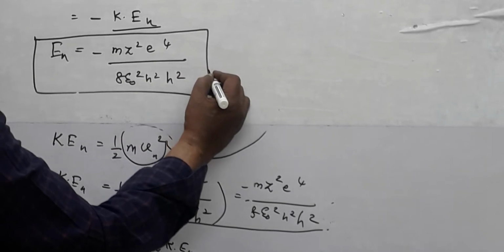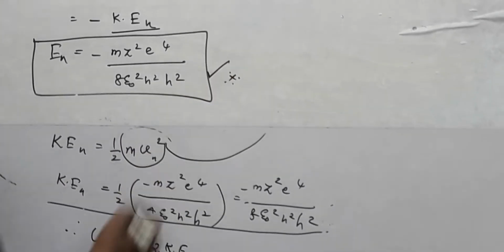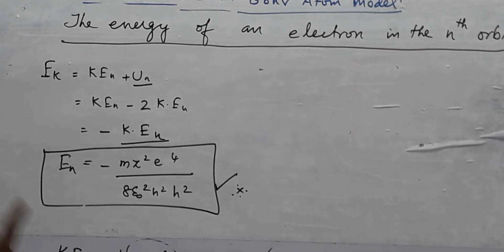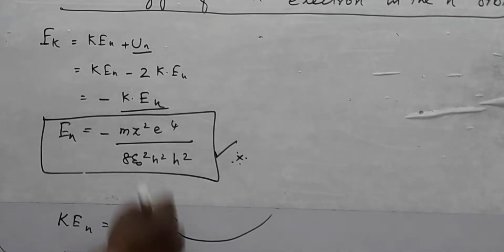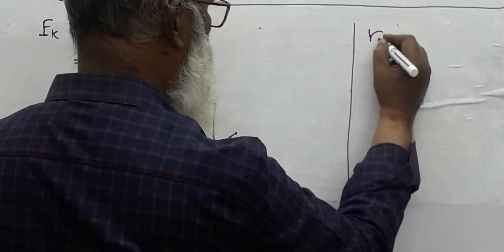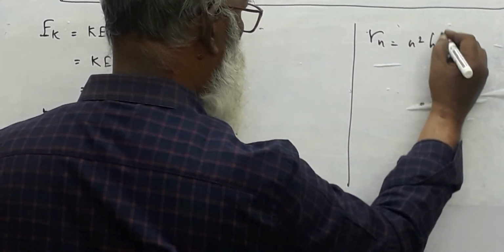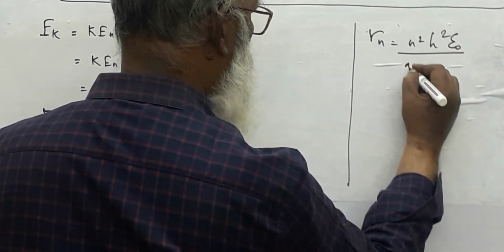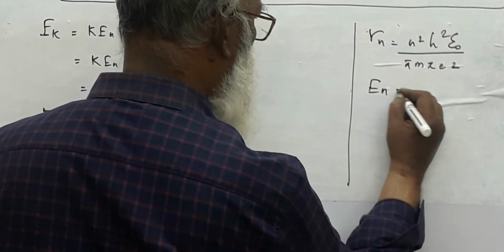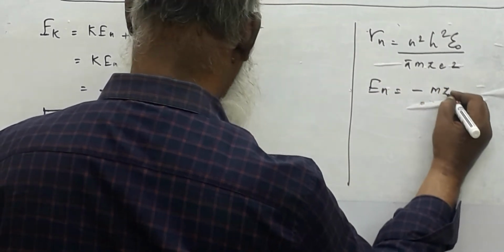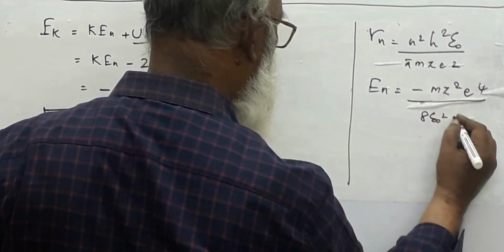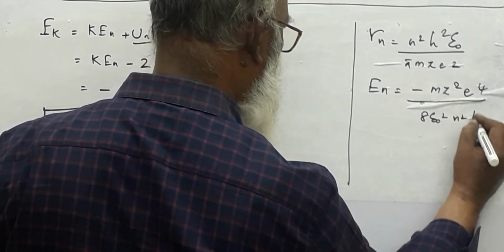This is a very important equation. You have to memorize it: m z square e power 4 divided by 8 epsilon naught square n square h square. Without referring to the book, you have to write Rn equal to n square h square epsilon naught divided by m z e square. Likewise, you have to write En equal to minus m z square e power 4 divided by 8 epsilon naught square n square h square.